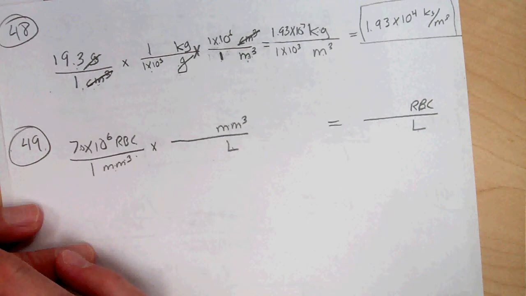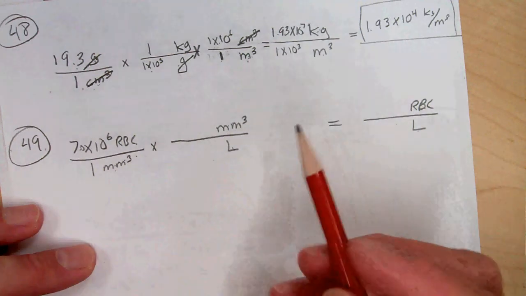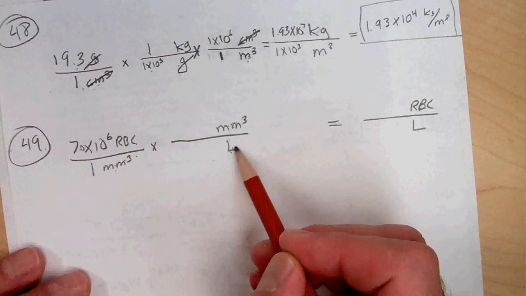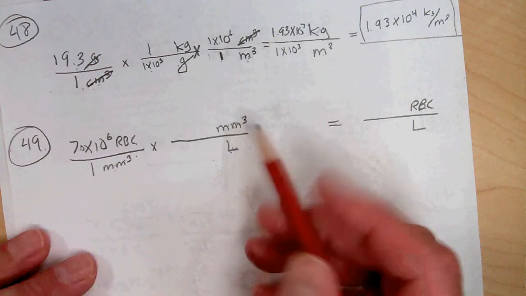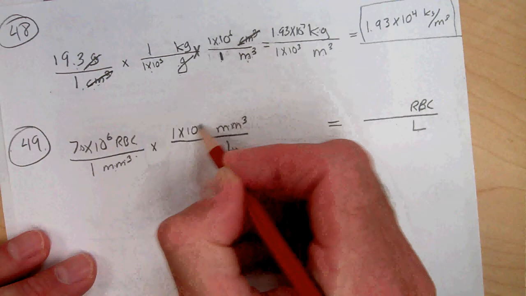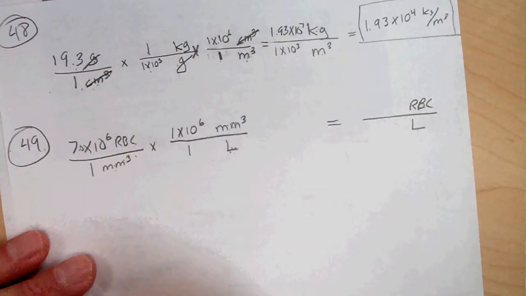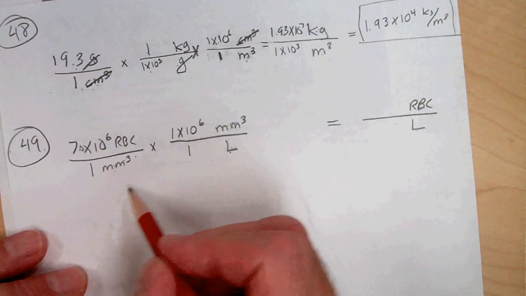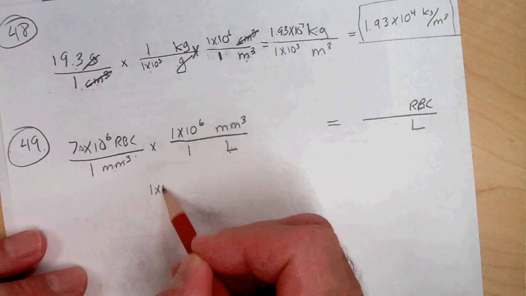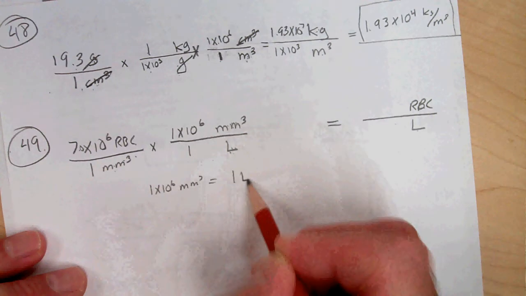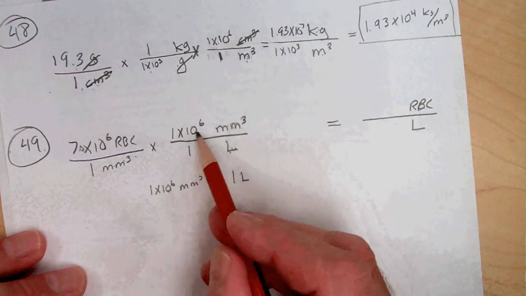Alright, so to simplify this, I need to know this relationship. I'll look that one up on the internet. Cubic millimeters, 1 times 10 to the 6 cubic millimeters for every 1 liter. And you can easily write that out: 1 times 10 to the 6 cubic millimeters equals 1 liter. And then you make sure that the right numbers go with the right units.